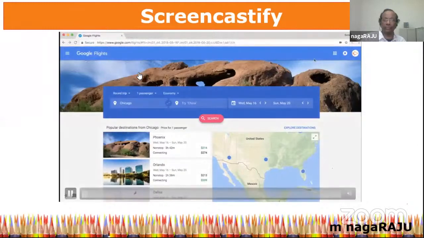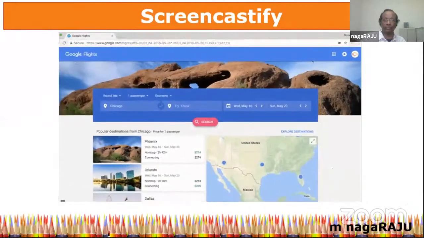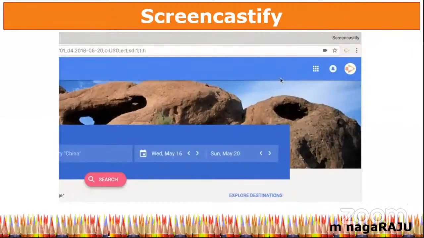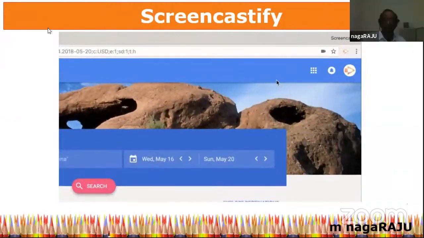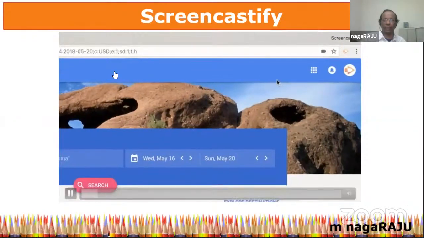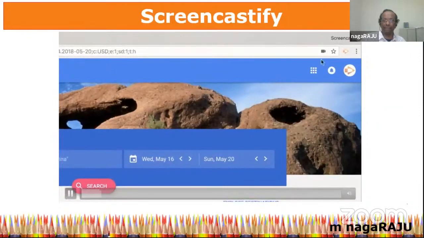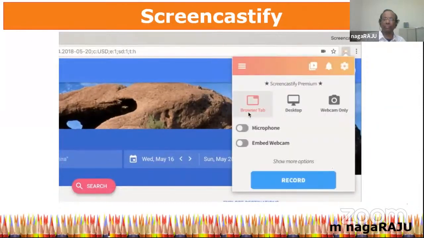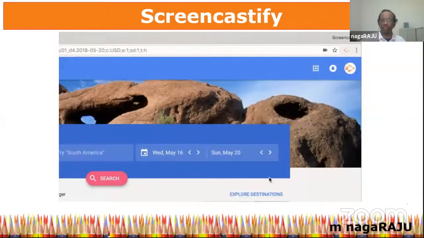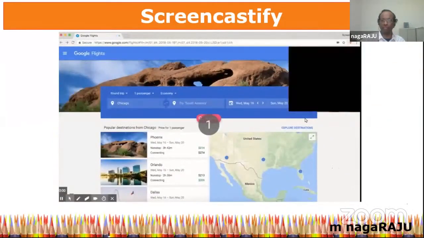Screencastify is a really simple way to record screencasts from right within your Chrome browser. Once you've installed our extension, click our icon and choose whether you want to record your browser tab, entire desktop, or just your webcam. Turn on your microphone if you want to narrate over your recording, and choose if you want to embed your webcam to add a personal touch. Once you're ready, click record and lights, camera, action.